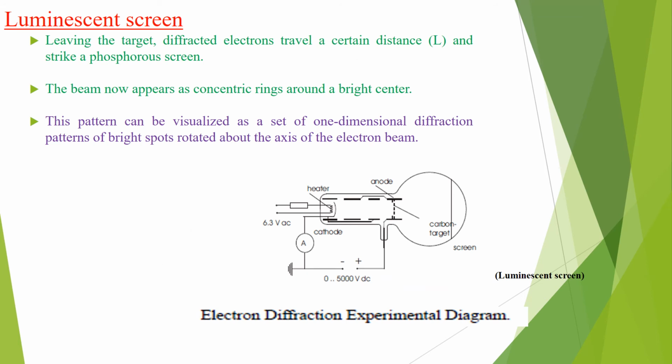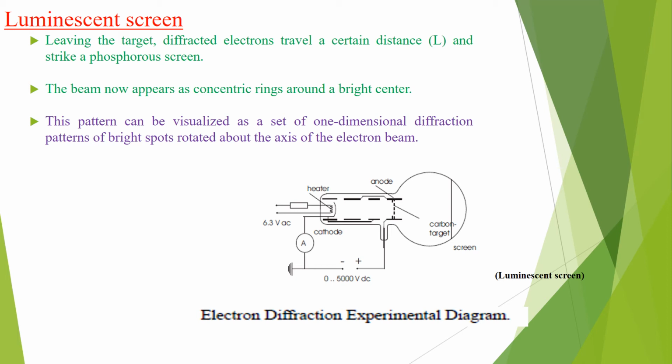Luminescent screen. Leaving the target, diffracted electrons travel a certain distance L and strike a phosphorus screen. That phosphorus screen is also known as luminescent screen. The beam now appears as concentric rings around a bright center. This pattern can be visualized as a set of one-dimensional diffraction patterns of bright spots rotated about the axis of the electron beam.